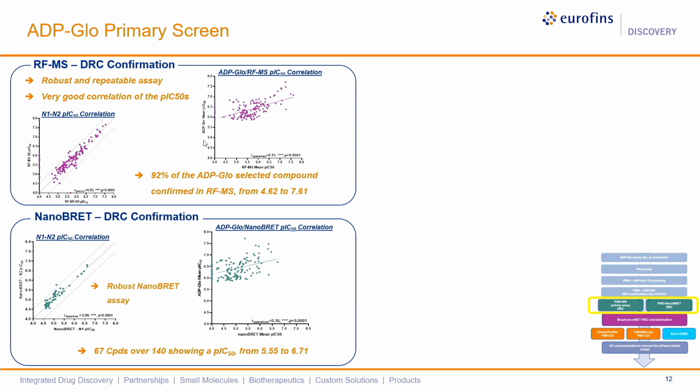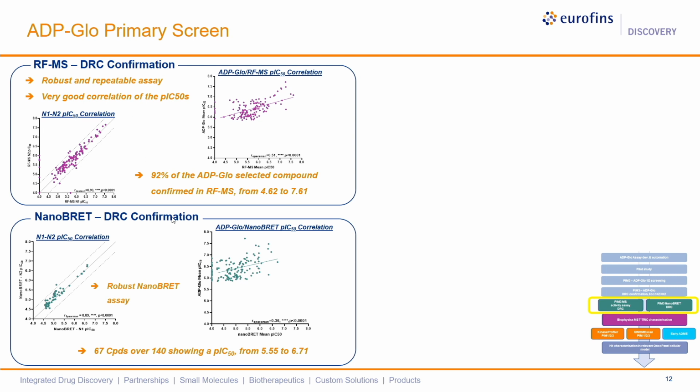And we have been able to confirm 92% of the compounds in the mass spectrometry activity assay. On this graph, it's a correlation between the pIC50 in ADP-Glo versus the IC50 in the mass spec assay. Most of the compounds are confirmed. What you can see is there is a slight shift in the potency of the compounds. That is acceptable because the assay is different, the readout is different.